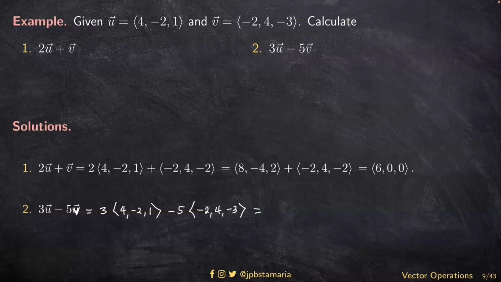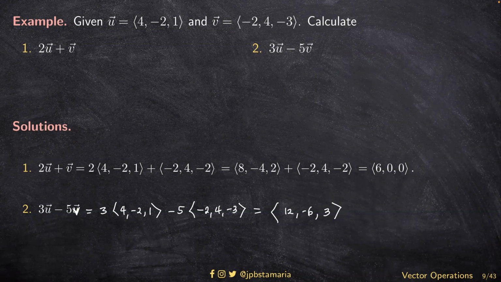So, multiply nyo muna yung 3 dun sa unang vector. So that's going to be 3 times 4 is 12. 3 times negative 2 is negative 6. 3 times 1 is 3. And then, at this point, you have two options. Either you maintain the minus sign here, so magiging subtraction, tas yung 5 ang i-distribute mo. Or you can do yung negative 5 ang i-distribute mo sa bawat components. Papalitan mo nga lang ng plus yung nasa gitna. So it's up to you.